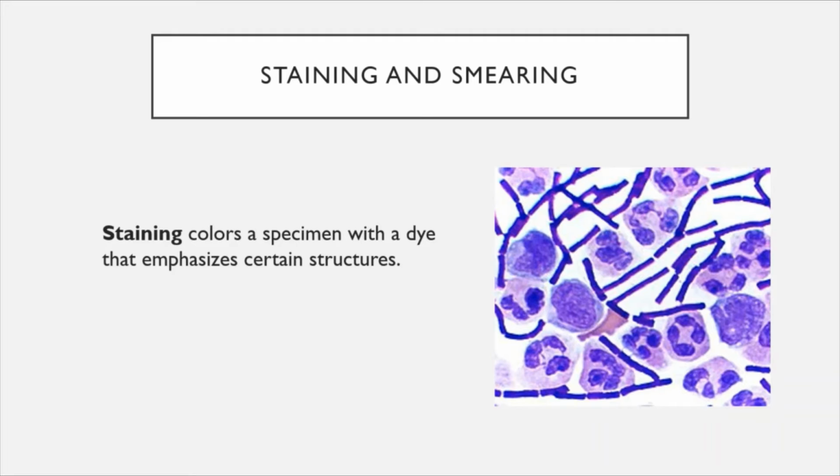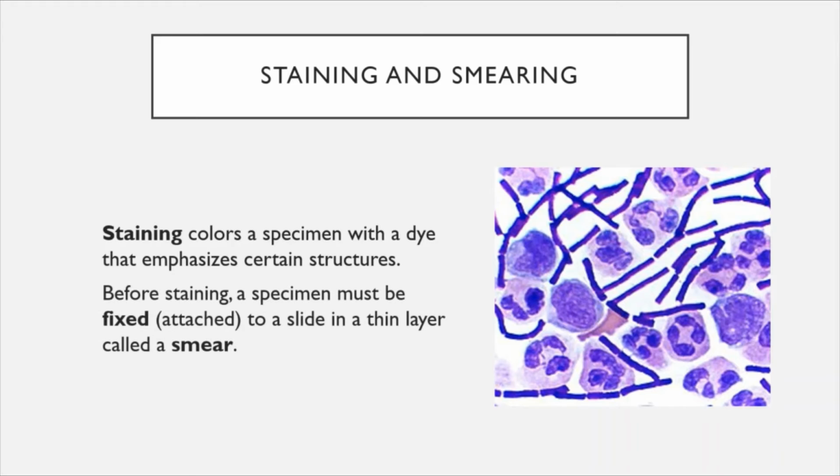There are different types of staining, which we'll go over momentarily, but before staining a specimen, it must be fixed, or in other words, attached to a glass microscope slide in a thin layer called a smear. So in other words, a sample of microorganisms must be smeared on the surface of a glass microscope slide. It must be fixed using heat to cause it to adhere to and attach to the slide, and then color can be applied so that it can be visualized under the microscope.